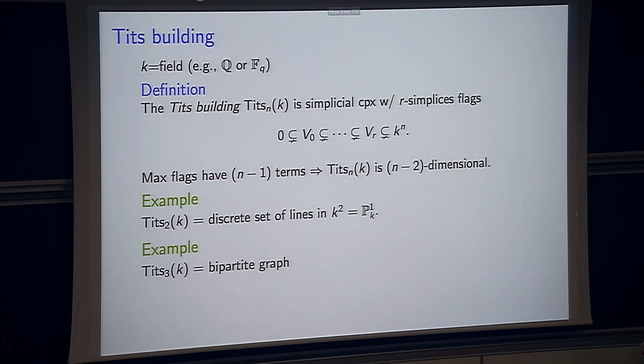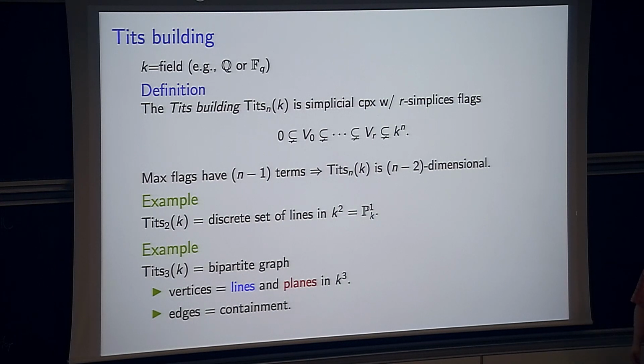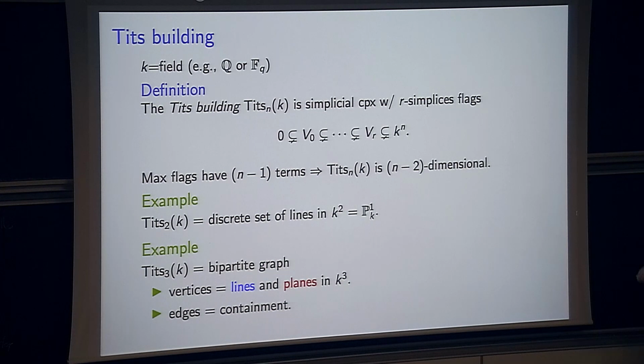The next example is Tits sub 3 of K. What do we have in K^3? We have lines and we have planes. And therefore, this is a bipartite graph. The vertices are lines and planes in K^3, and the edges are containment. This is a bipartite graph: you can go from a line to a plane that's bigger than it, and then from a plane back to a line. I want to convince you it's really a concrete object. It's a graph. It's not that hard to think about. That is the Tits building.